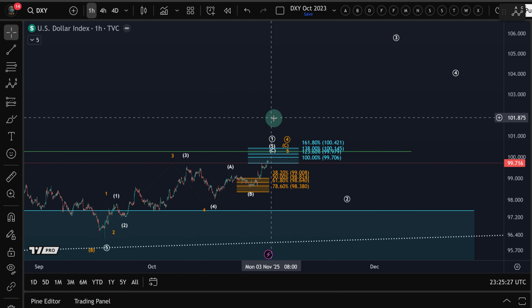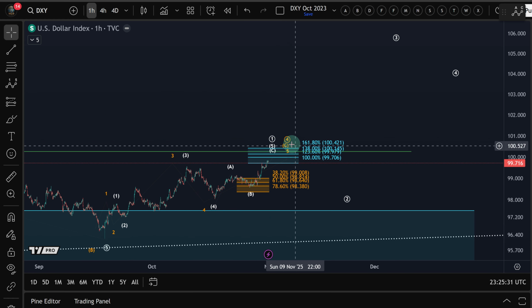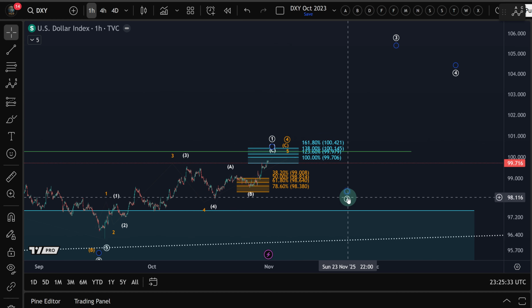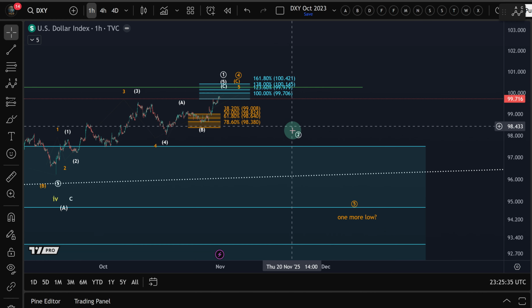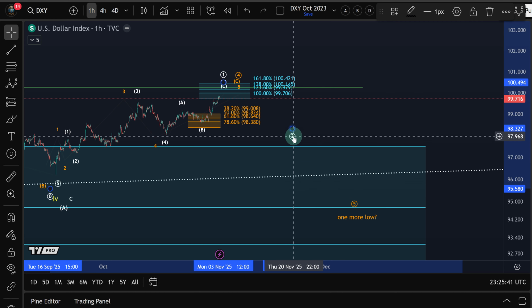Now, I have to say that it really depends on the structure of the next pullback. If we hold support, a higher low, then this could be a setup for higher prices. If we break support, we could get another low in the area around $94 to $95.